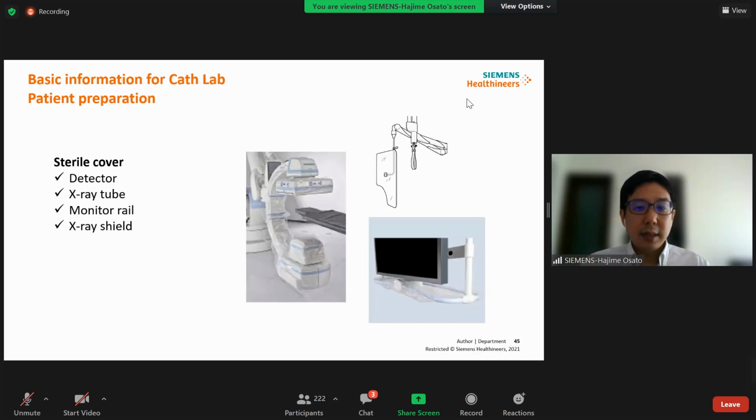The examination is performed under a clean environment. Therefore, peripheral equipment should be covered with sterile covers. It also prevents blood and contrast medium from entering the system.